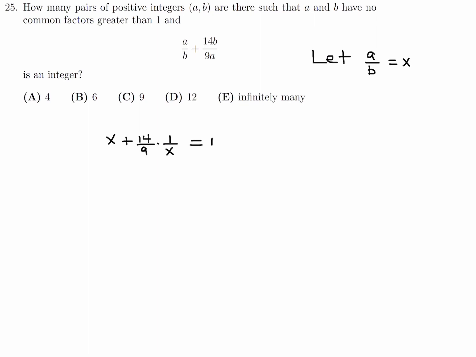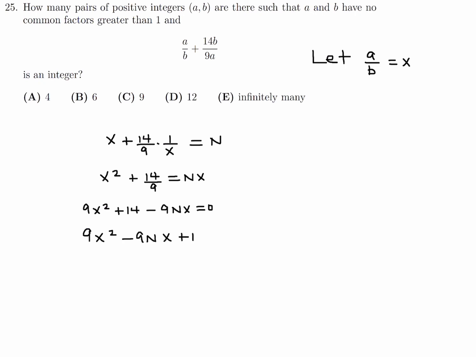Now, this is equal to some integer n. So I will transform this into what will be a quadratic equation. Multiplying through by x, I get x squared plus 14 over 9 is equal to n times x. Put everything on one side and multiply through by 9. We get 9x squared plus 14 minus 9nx is equal to 0. And therefore this is a quadratic equation.